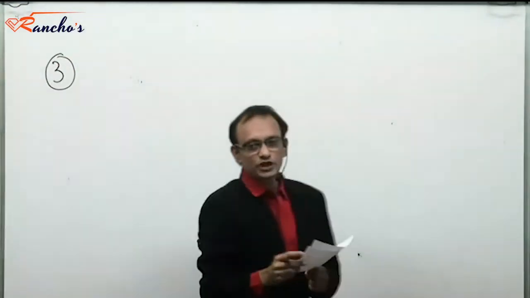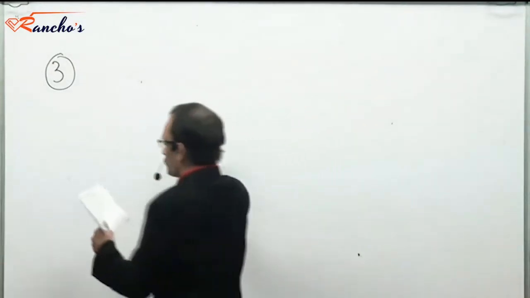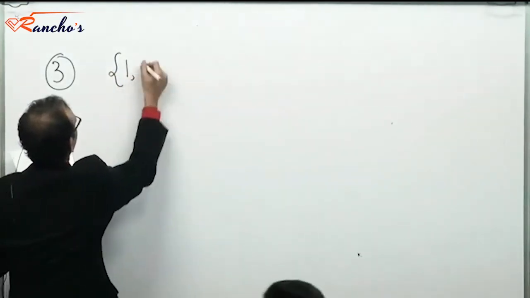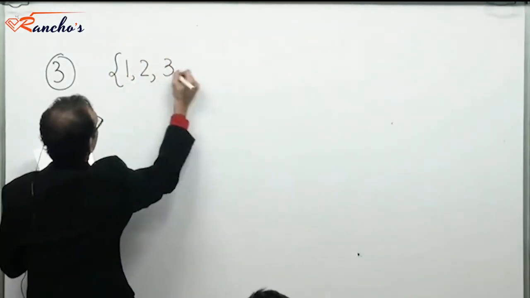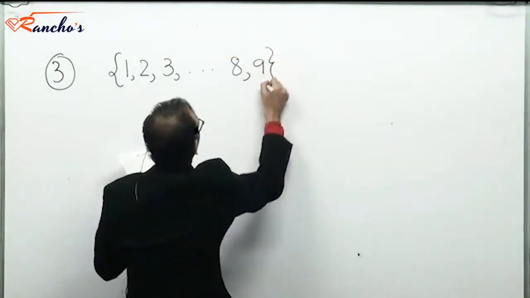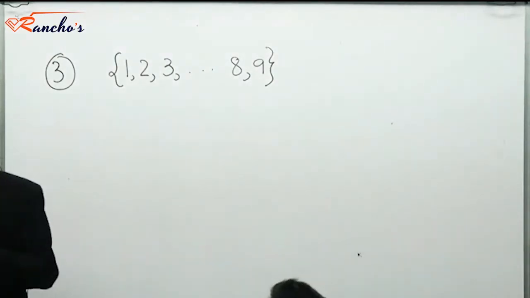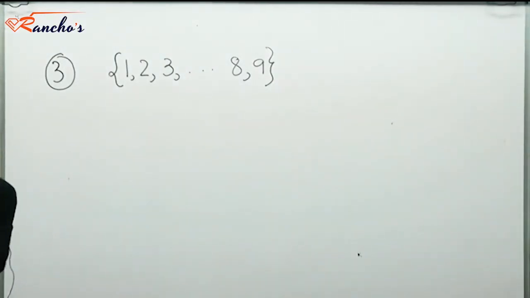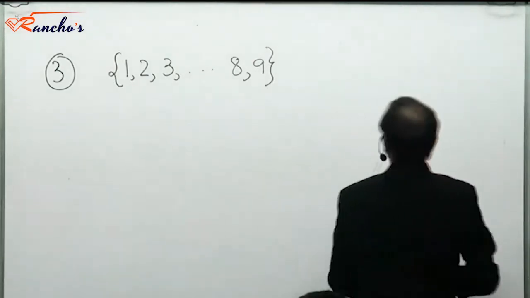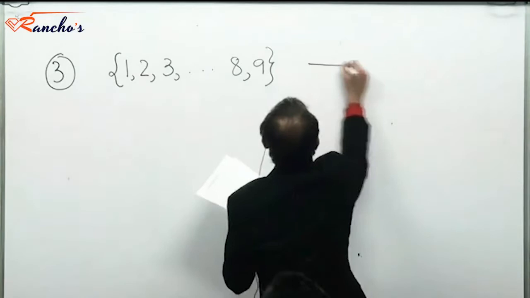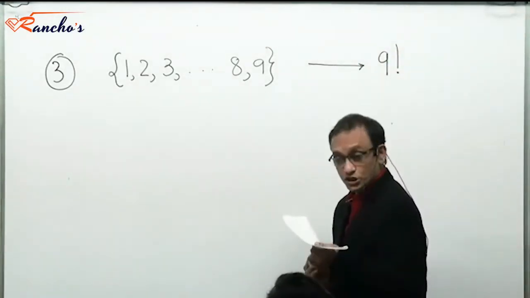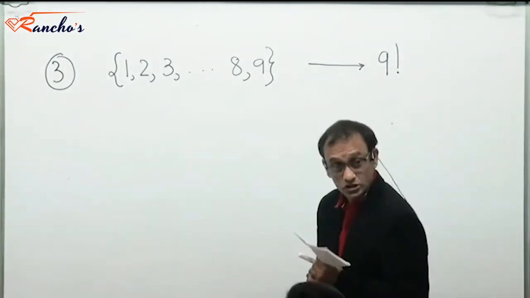The number of permutations of the digits 1, 2, 3, ..., 9. We want to permute all of them, taken all at a time. First of all, there are in all 9 factorial permutations of these, unconditionally.